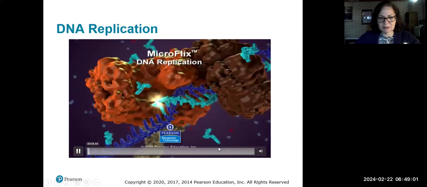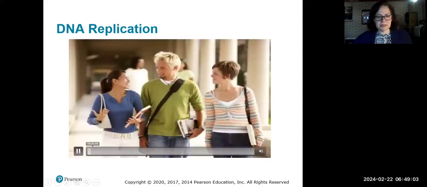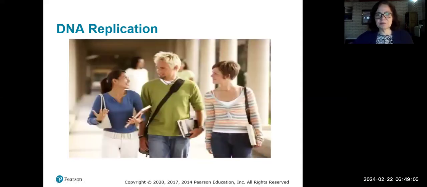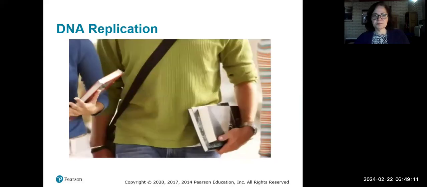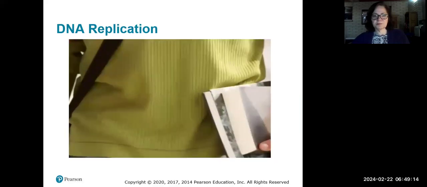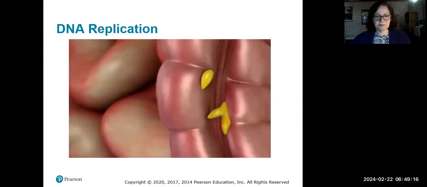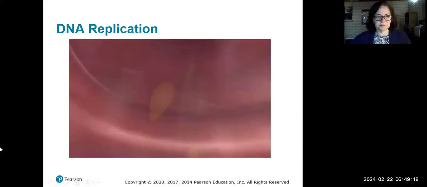Starts off a little bit slow. Every cell in your body is produced by cell division. Before each cell divides, it must copy its genetic material in a process called DNA replication. Understanding of DNA replication comes largely from studies of E. coli, bacteria that are found by the billions in your large intestine.